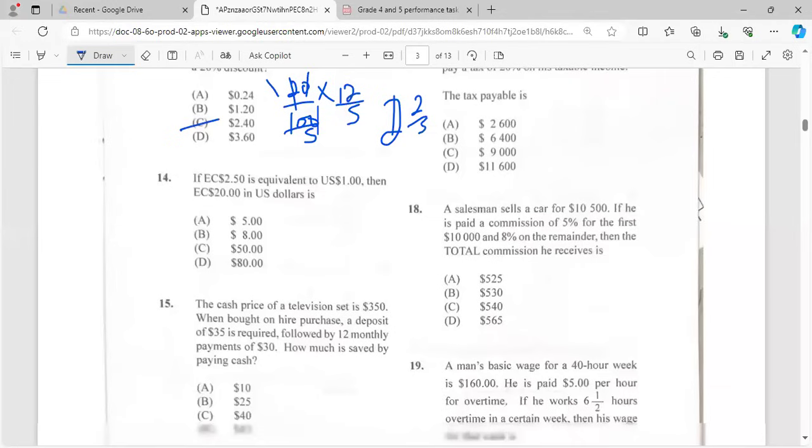Number 14 says, if Eastern Caribbean $2.50 is equivalent to US $1, then Eastern Caribbean $20 in US is... So basically, we're just going to divide 20 by 2.5, which gives us 8.